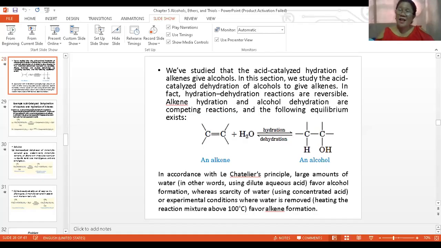Okay. So that ends our lecture on alcohols, ethers, and thiols. I hope you have gained knowledge on the naming, the sources, and at the same time, the reactions of these three functional groups: alcohols, ethers, and thiols.